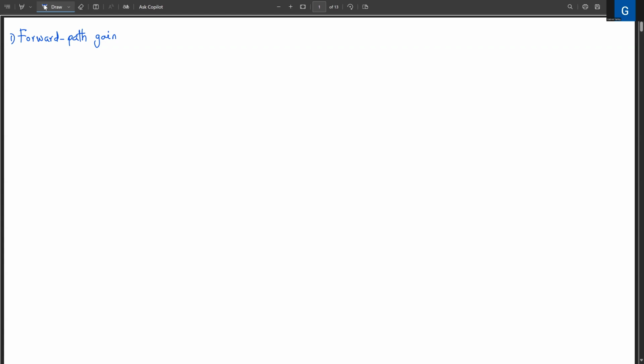So a forward path gain is simply the product of the gains found by traversing a path from the input node to the output node of a signal flow graph in the direction of the signal flow. So let me illustrate it with an example.